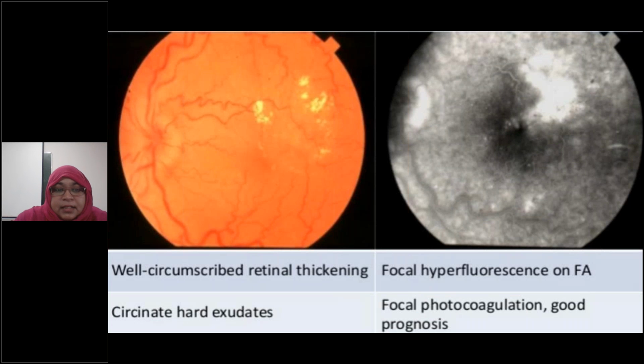Okay, so this is the focal exudative diabetic maculopathy. You can see the hard exudates are arranged in a circinate pattern. So this area is called the area of focal exudative maculopathy or circinate retinopathy. This is seen in FFA. Here you can see there is a focal accumulation of exudates. Okay, this hyperfluorescence is exudates.